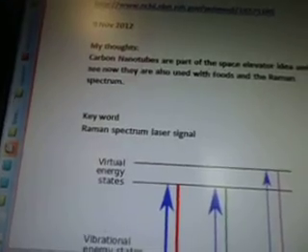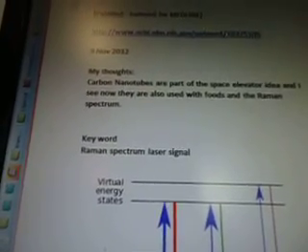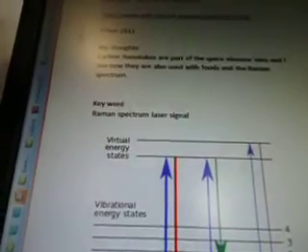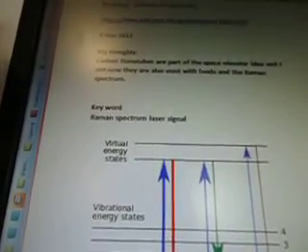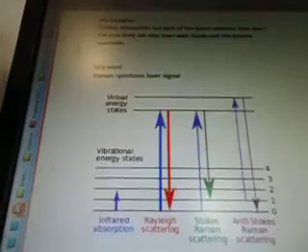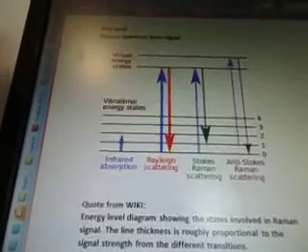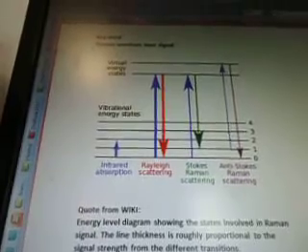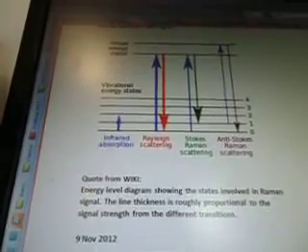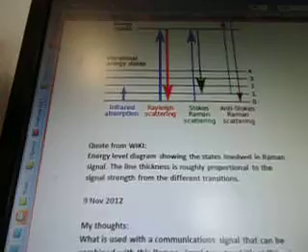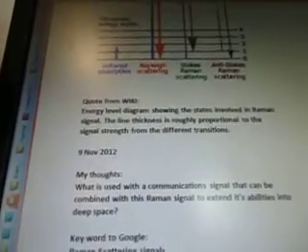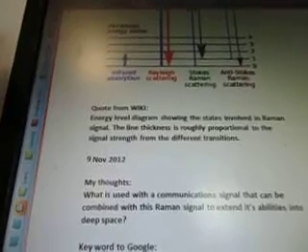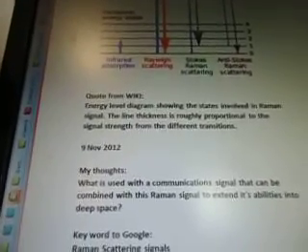So November 9th, my thoughts. The carbon nanotubes are part of the space elevator idea, and I see now they are also used with foods and the Raman spectrum. Keyword: Raman spectrum laser signal. Virtual energy states, vibrational energy states, infrared absorption, Rayleigh scattering, Stokes Raman scattering, and anti-Stokes Raman scattering. Quotes from Wiki: energy level diagram showing the states involved in Raman signal. The line thickness is roughly proportional to the signal strengths from the different transitions.